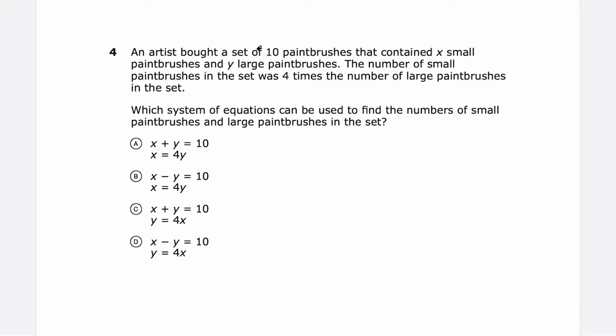Question 4, we have an artist who bought a set of 10 paintbrushes that contain X small paintbrushes and Y large paintbrushes. And then we have the number of small paintbrushes in the set was 4 times the number of large paintbrushes in the set.